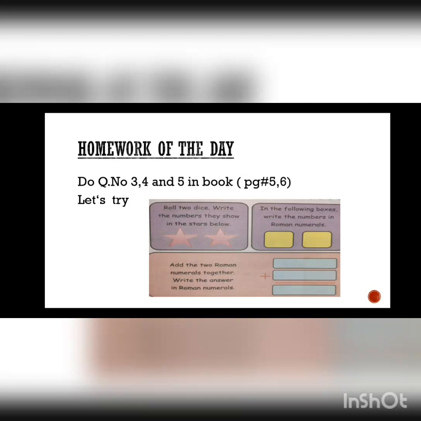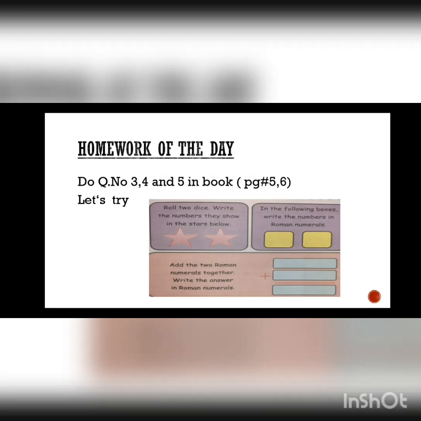Homework of the day. Do question number 3 and 5 in the book. Roll 2 dice. Dear students, in homework, look at the picture. This is the activity for you. Roll 2 dice. Write the numbers they show in the stars below.